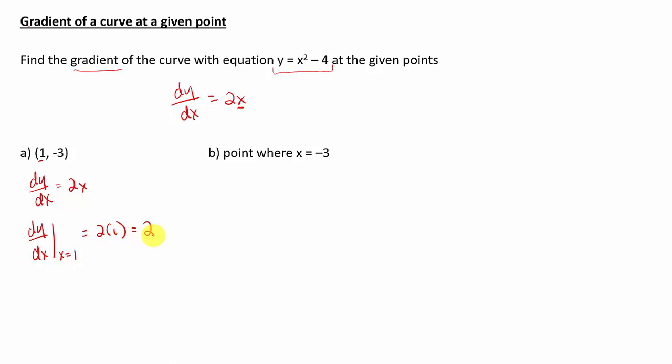And so sometimes you're not given the y. Notice that B says find the gradient of the curve at the point where x equals -3. They only gave us x equals -3. But again, I'm going to say dy dx, and I'm going to evaluate that at -3, is equal to 2 times -3. And then 2 times -3 is just -6.